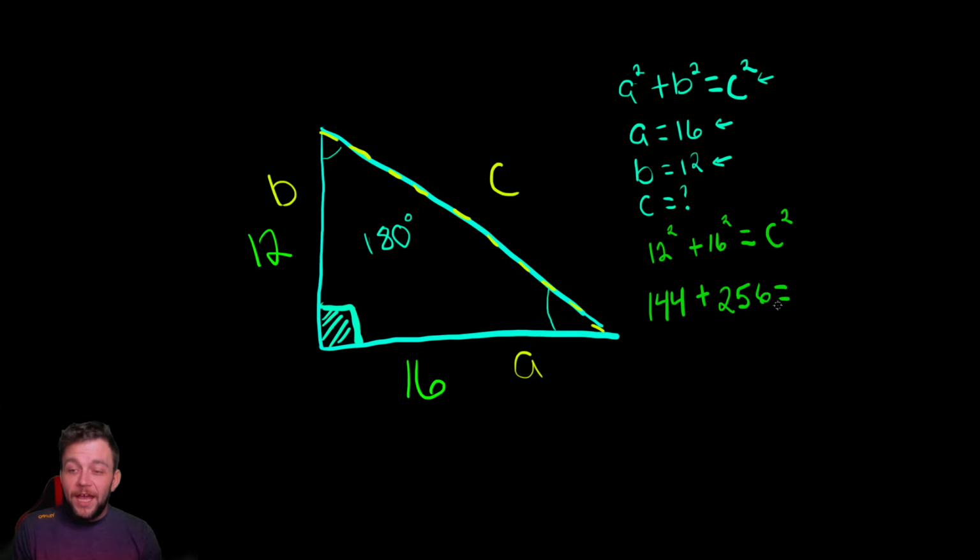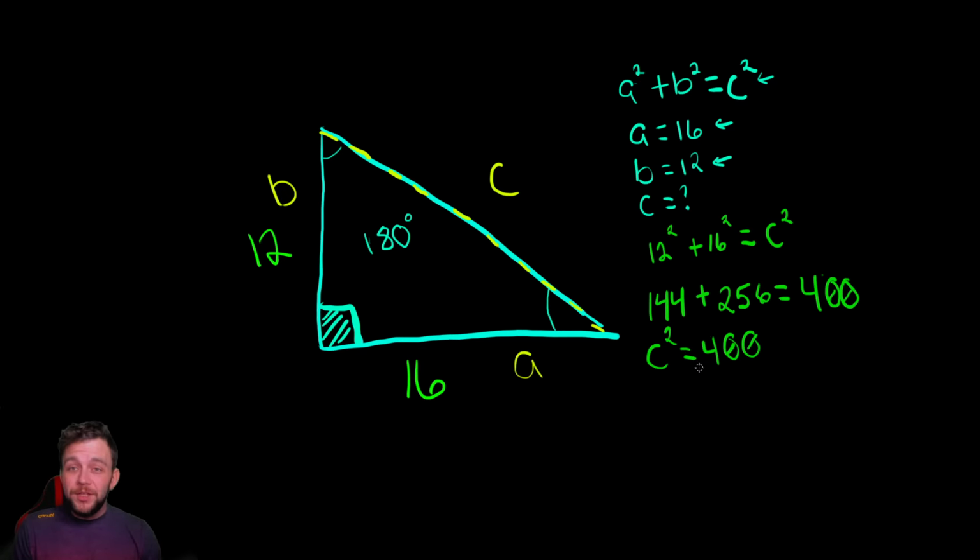256. And then you add those two numbers together. So 144 plus 256 is 400. And so our c squared is 400. Let me see if I can finally draw a 0. Okay, there we go. So our 400 is c squared. So c squared equals 400.